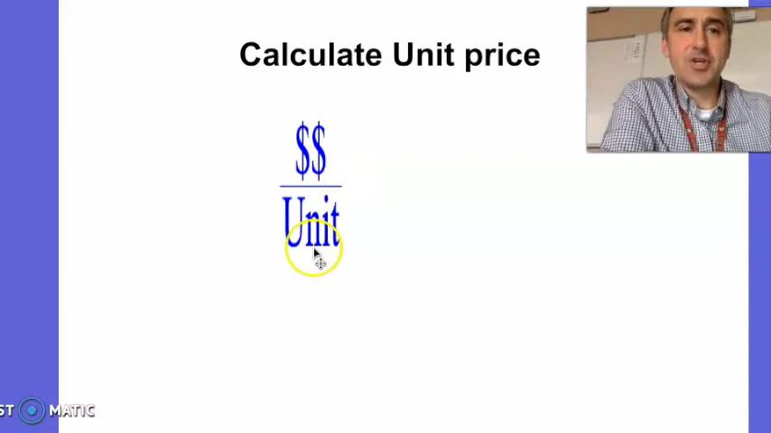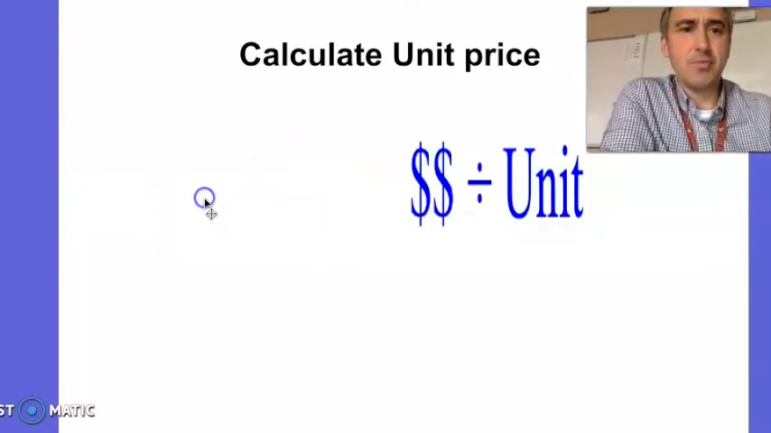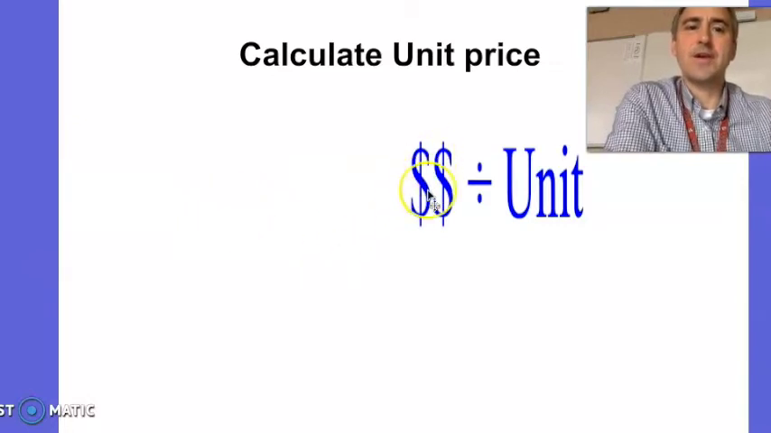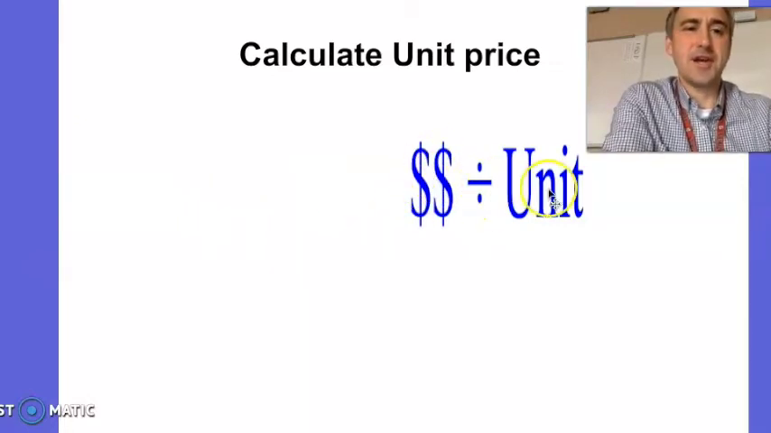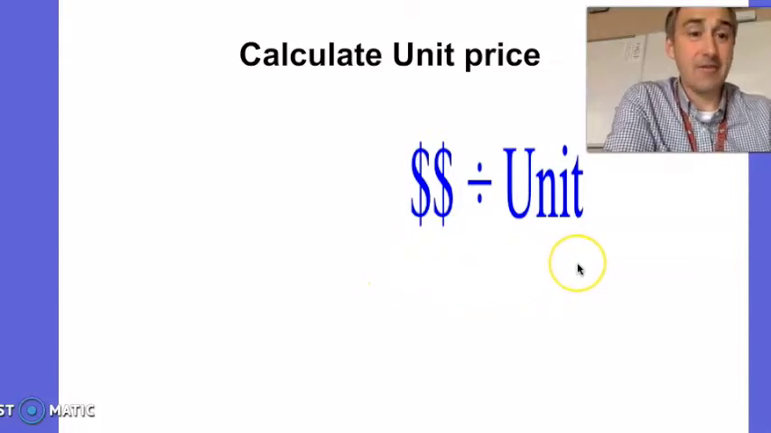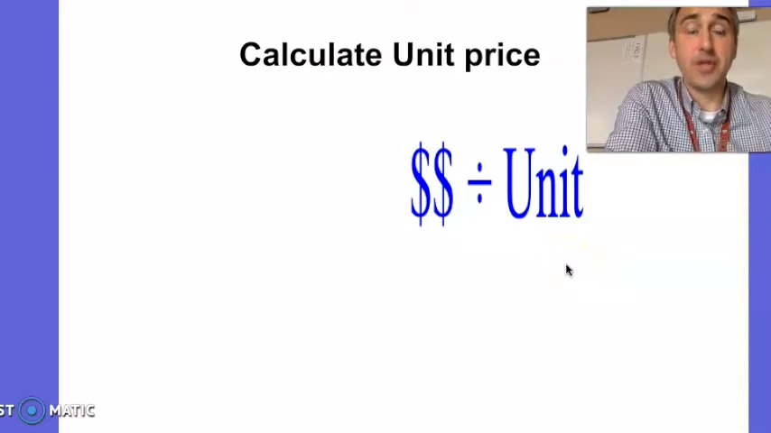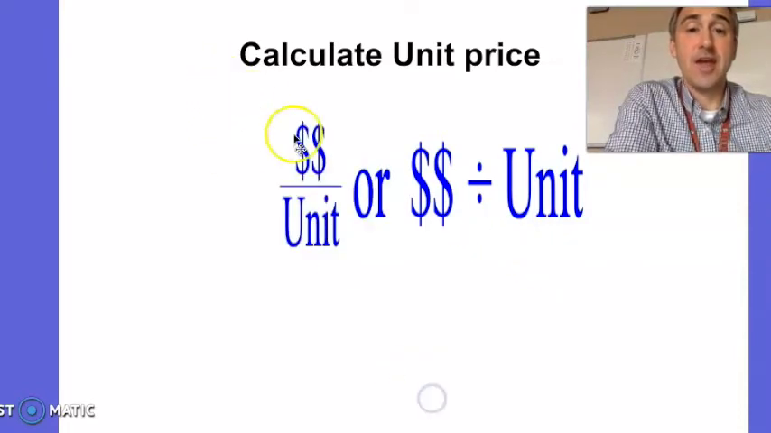Dollars divided by units. I like writing it as a fraction, but you can also put it in your calculator this way. Dollars, division sign, units. Quite often when you're looking at advertising, you see it listed as units at the dollar amount like you will on today's sheet. But you need to flip those around when you actually put it into your calculator, and you're going to think of it like miles per hour. Miles is on top, dollars is on top, per unit.